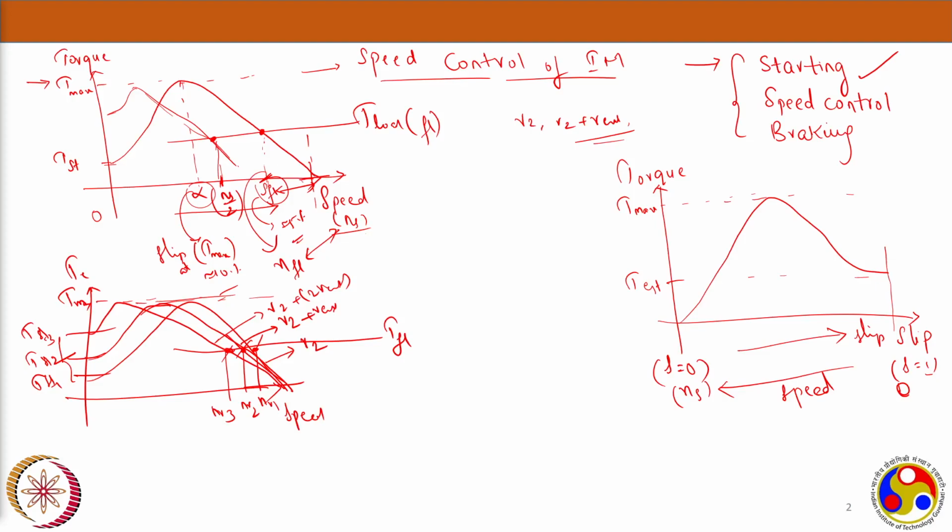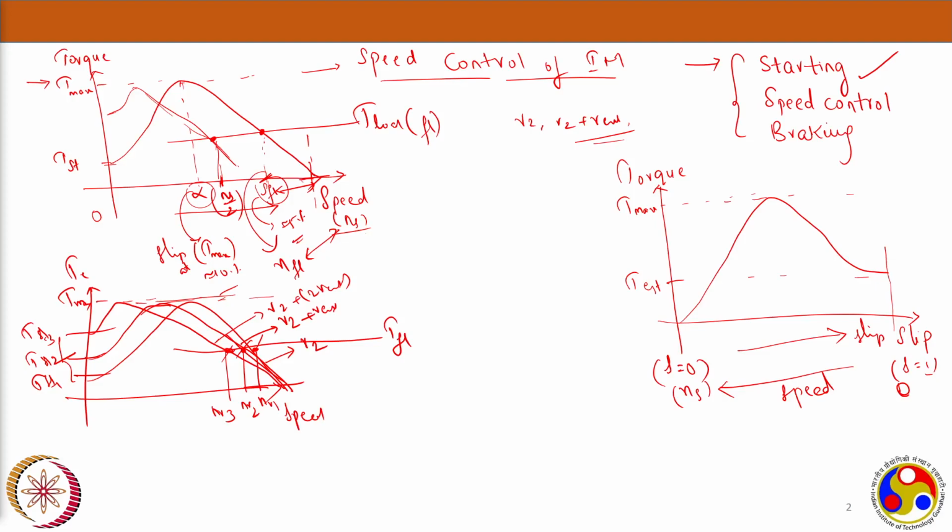Now the question is, can I keep on doing it? Now I understood the concept. So if I can vary the rotor resistances in the circuit, I can get different speeds, and that speed can be able to deliver the load requirement. Is it okay to do this?